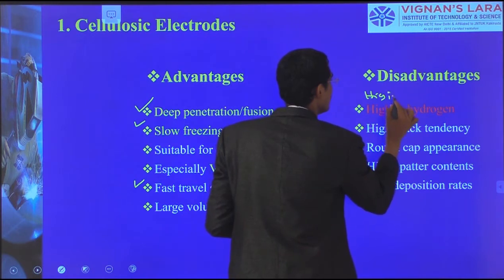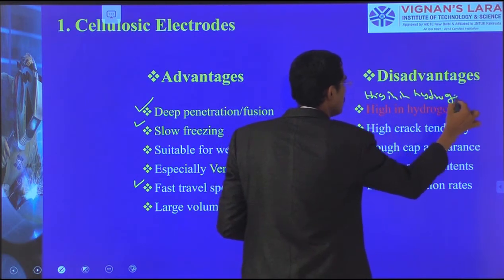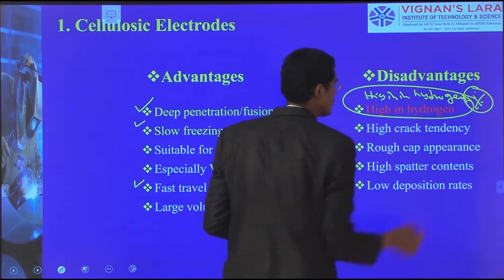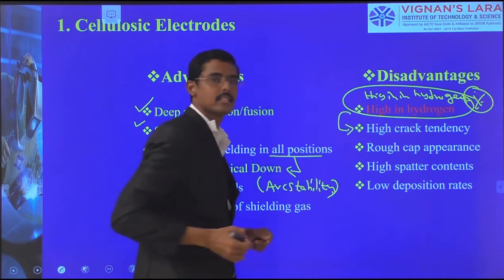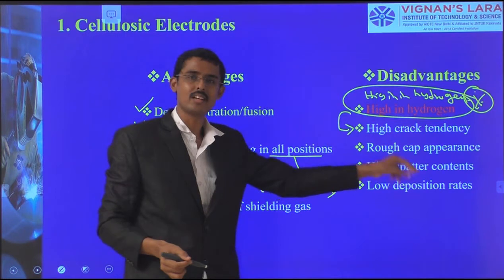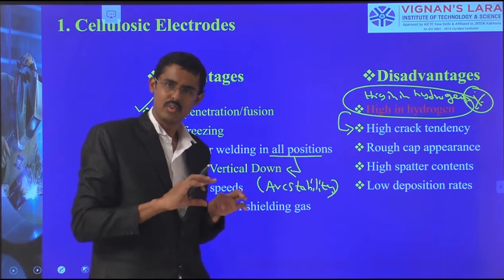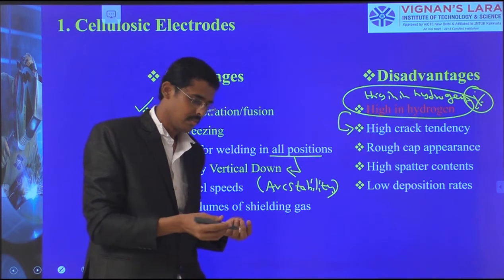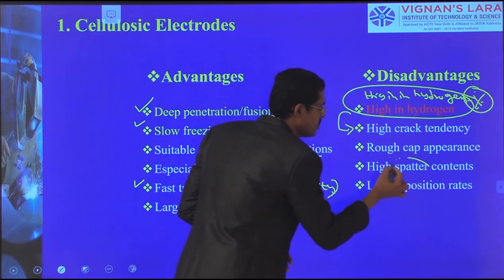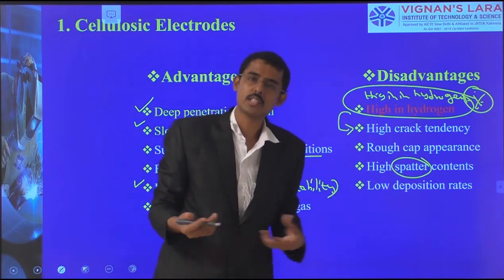High in hydrogen. Very important. So what happens? Obviously, the crack is created. Hydrogen embrittlement. Rough capping appearance. High spatters are also generated due to this arc stability. High current is passing there. High melting, fast process. Some molten material is spattered outside. So high spatters are possible. This is also very important to be avoided. Low deposition rates may appear.